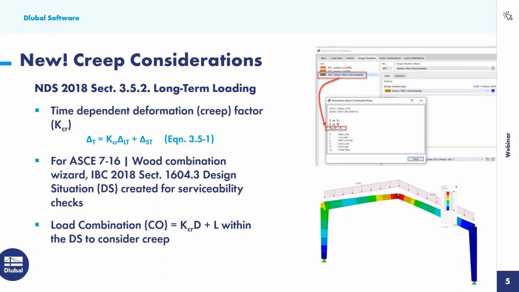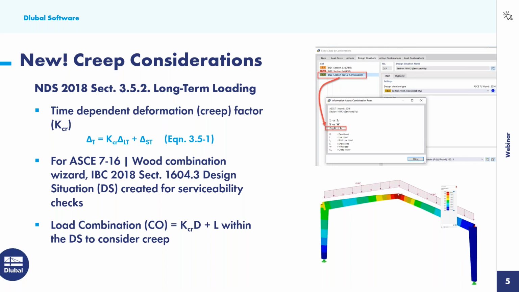So when we automatically generate these load combinations according to the ASCE 7, in particular wood, we are going to create a third design situation. And design situations will make a little bit more sense in just a minute, but I want this to be clear that we are actually going to reference the IBC 2018, and in particular section 1604.3, in order to generate the serviceability load combinations directly from the IBC for our serviceability checks when we go ahead and run the timber design. And within these load combinations designated within this design situation, one of them will include this creep factor multiplied by our dead load. That's in order to consider creep.